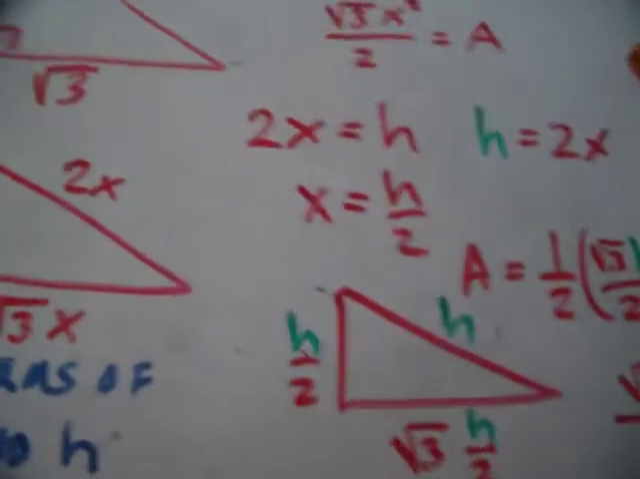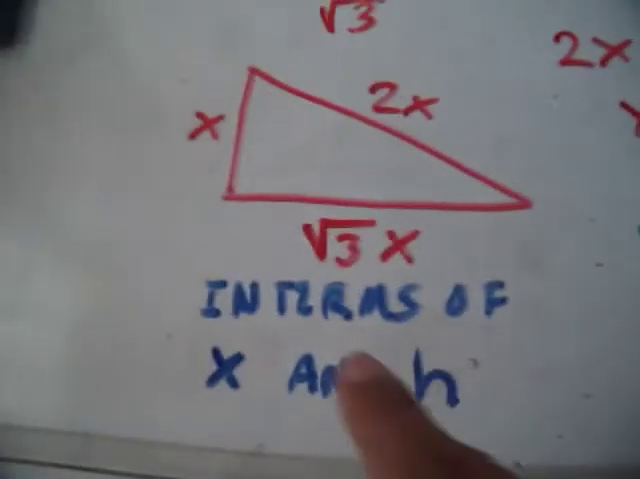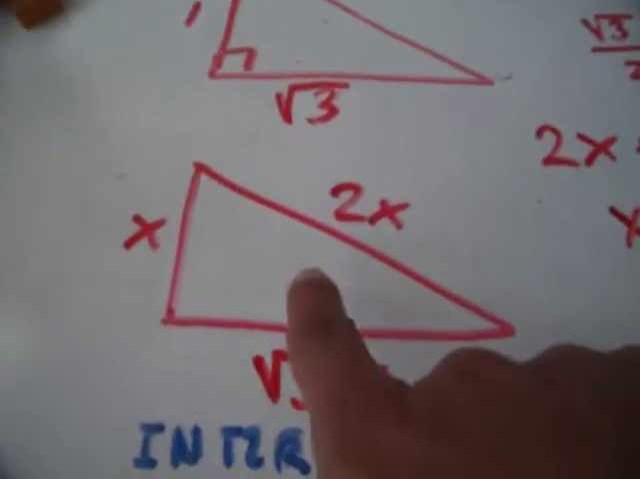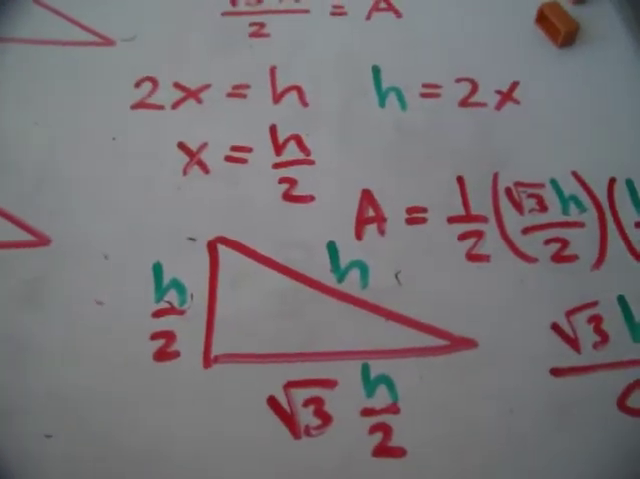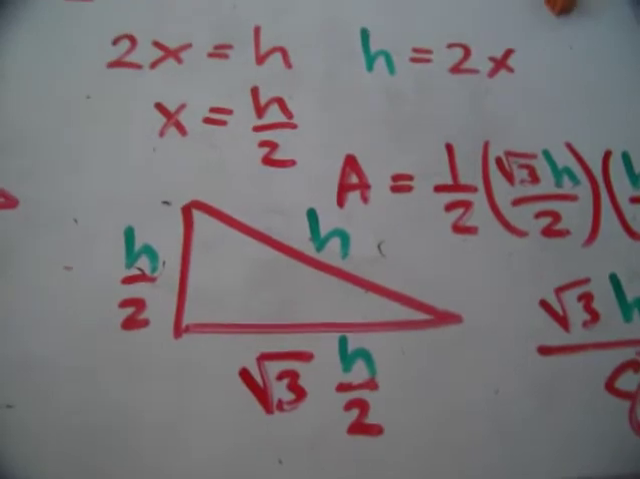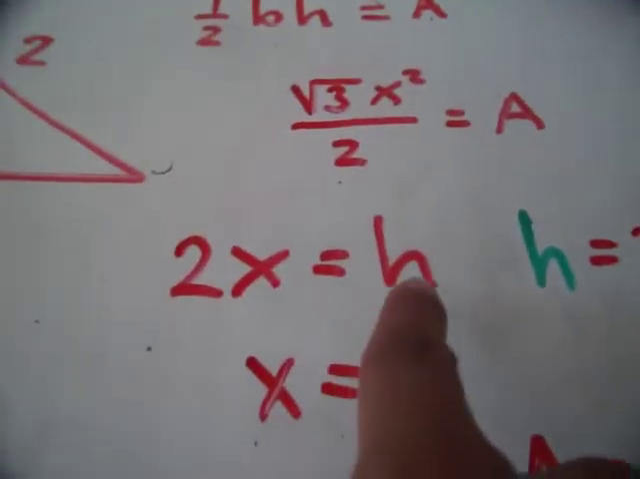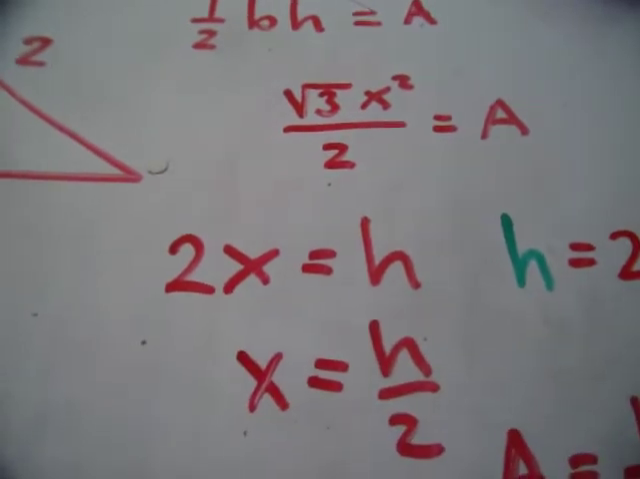Alright, so literally, we're talking about putting this triangle in terms of X and H. So here it is in terms of X, obviously, and here it is in terms of H. Look, I color code everything, right? So it's in terms of H. And how do I know what H is? Well, because I know that the hypotenuse is 2 times X.